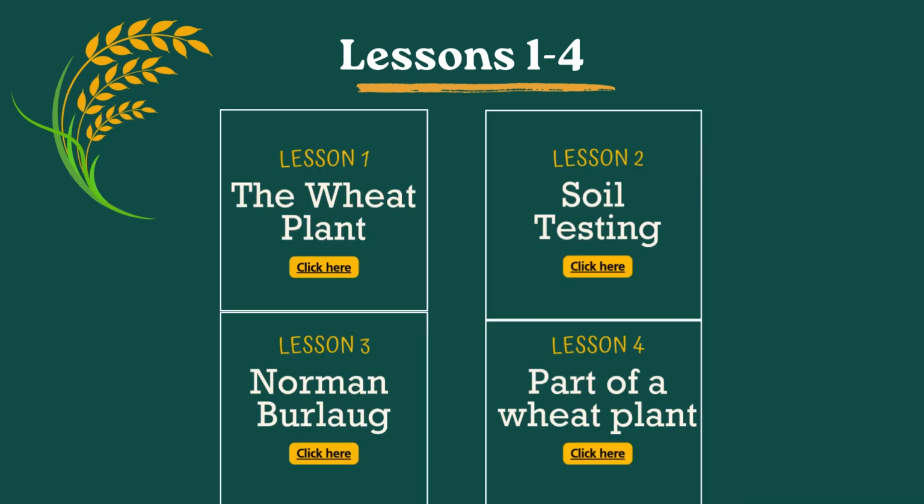Lessons 1 through 4 are more related to the wheat plant itself. For example, Lesson 1 is about the wheat plant and an introduction to wheat in general terms. Lesson 2 is about soil testing, which you can do outside in the garden or inside the classroom. Lesson 3 is the story of Norman Borlaug and the importance of his work in the Green Revolution. And Lesson 4 is about the different parts of a wheat plant itself.